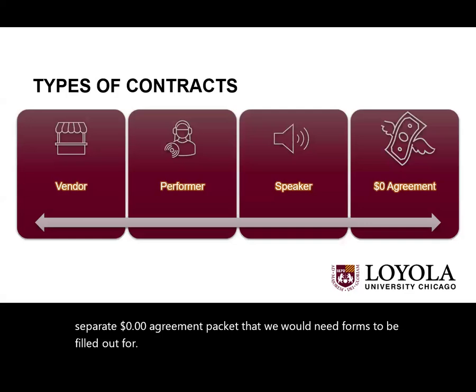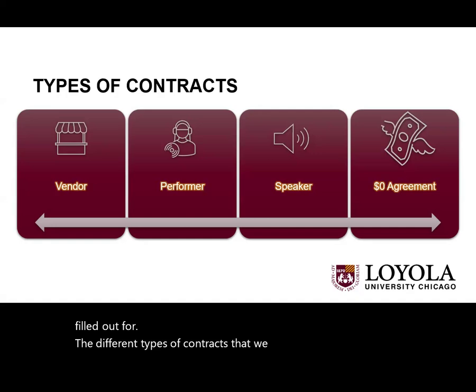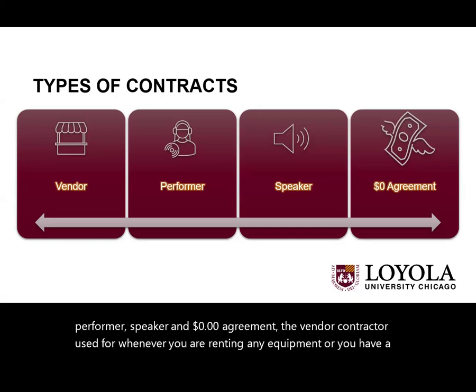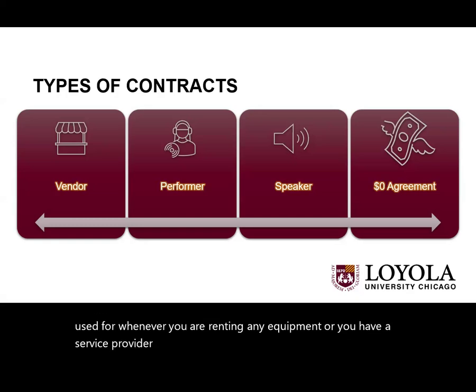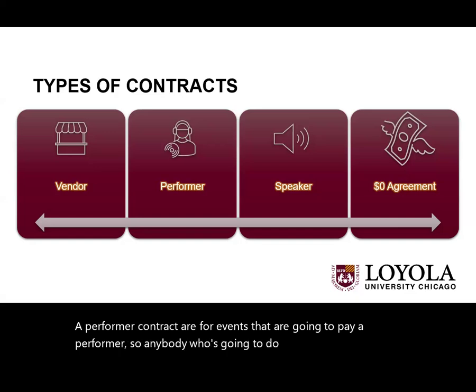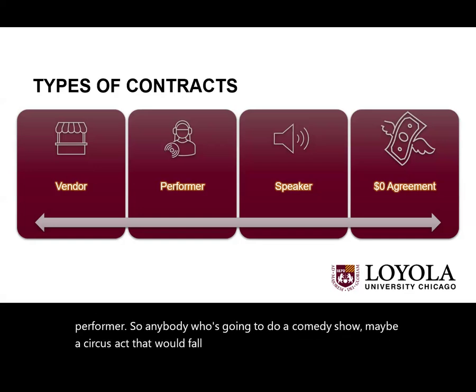The different types of contracts that we have are vendor, performer, speaker, and $0 agreement. The vendor contract is used for whenever you are renting any equipment or you have a service provider making or handing out items at your event. A performer contract is for events that are going to pay a performer. So anybody who's going to do a comedy show, maybe a circus act, that would fall under this category.